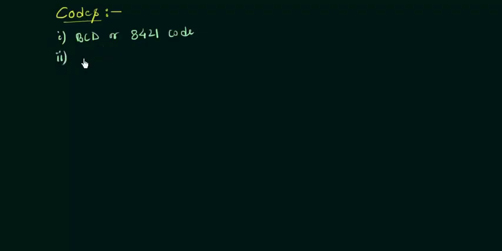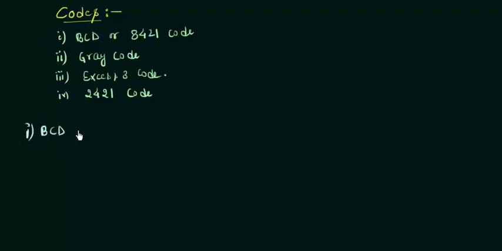The second one is your gray code. The third one is your excess 3 code. And the fourth one is your 2421 code. We will see what these are and also see some of the properties that are important while solving the questions for this particular code. So without wasting any time, let us start with the first one, that is our BCD code.